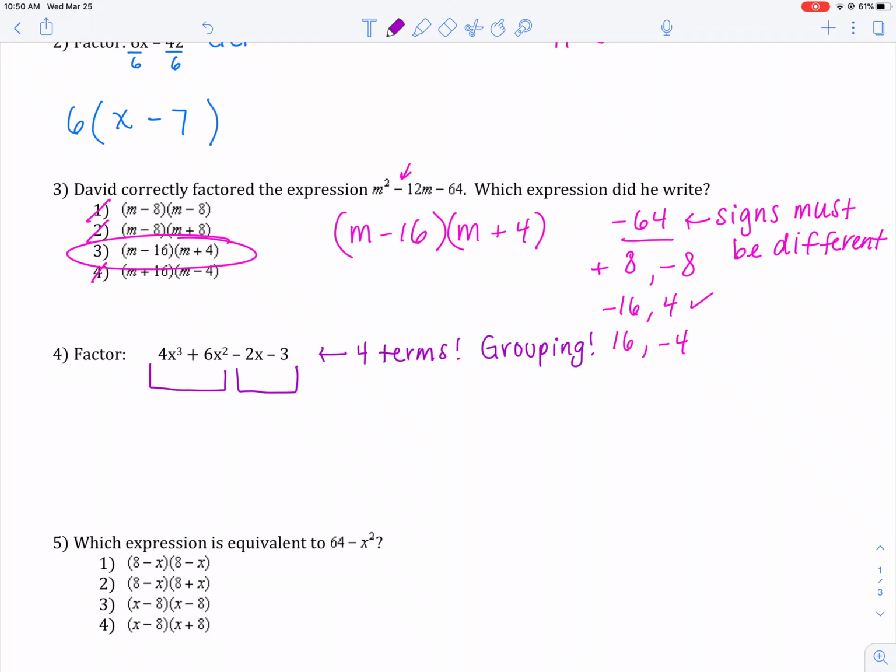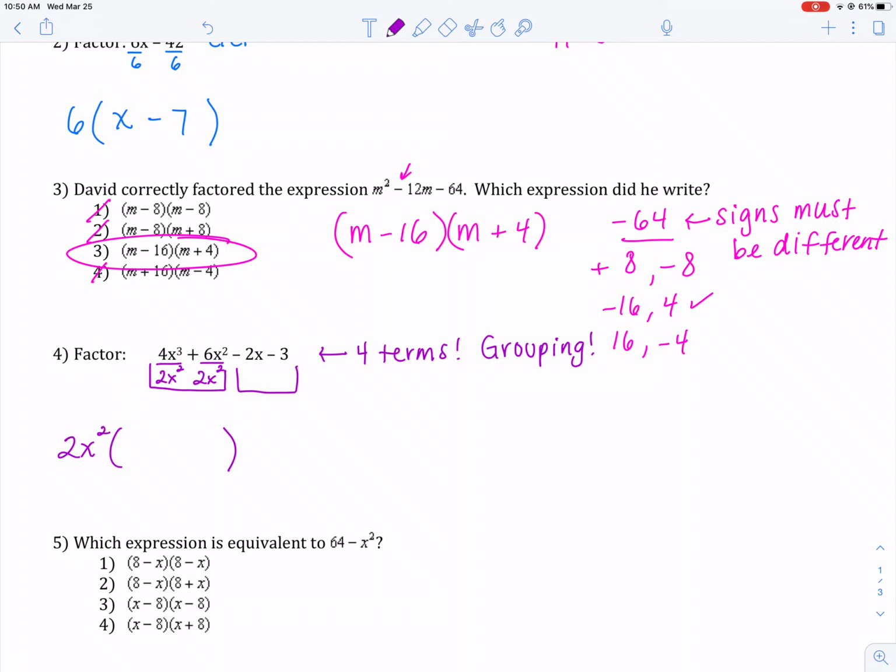It's just double GCF. Find the greatest common factor between 4x cubed and 6x squared. The GCF between 4 and 6 is 2. The GCF between x cubed and x squared is x squared. You pull down the lowest exponent. Now, I'm going to divide each of those terms by my GCF. But notice my GCF is out in front.